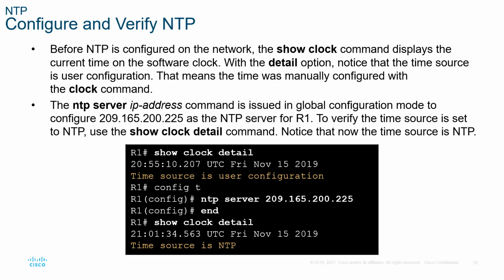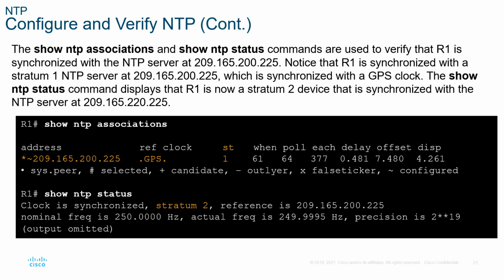How do we verify? Well, from the exec mode, we can do a show clock detail, and that will give us our time. How do we configure an NTP server? Pretty straightforward. From the global configuration, NTP server, type in the address. And here it is right here, NTP server, type in the address, and that is where it will get its detailed information from.